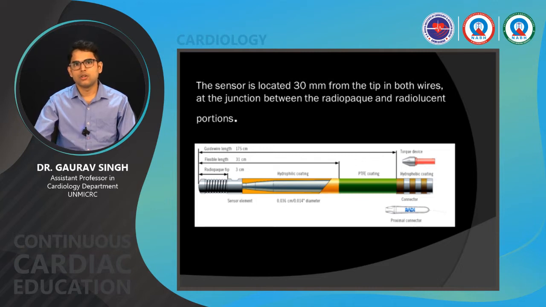So this is what our FFR wire looks like. We have a sensor which is approximately 3 mm from the tip, and it is just at the junction between the radiopaque and radiolucent portion.